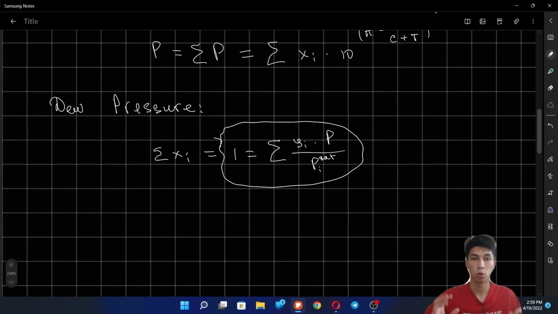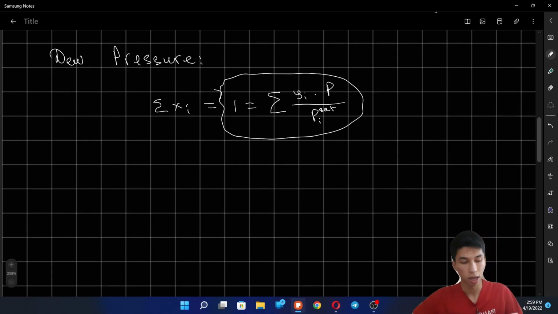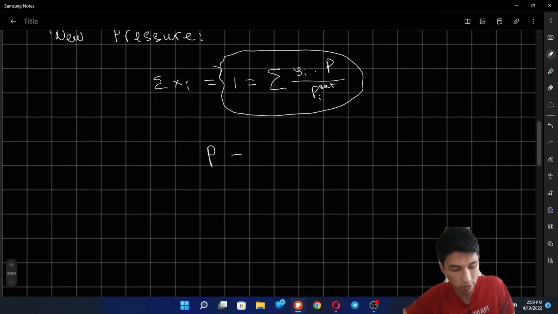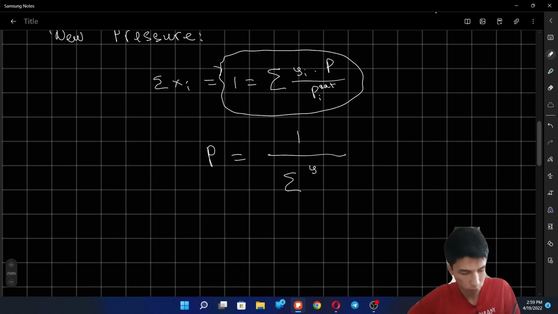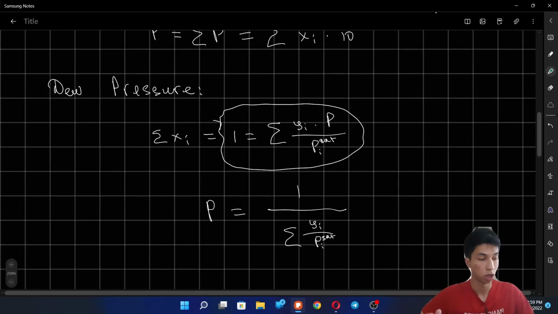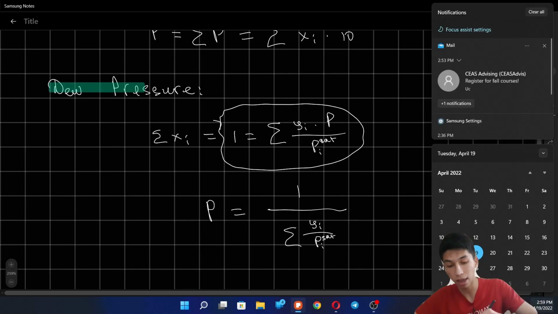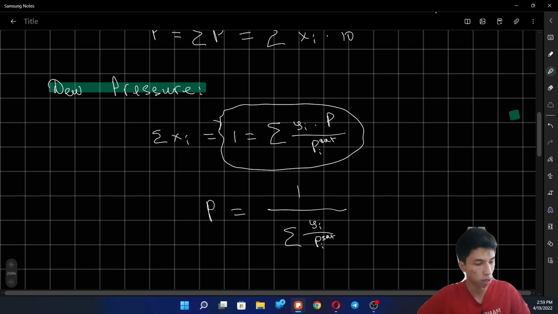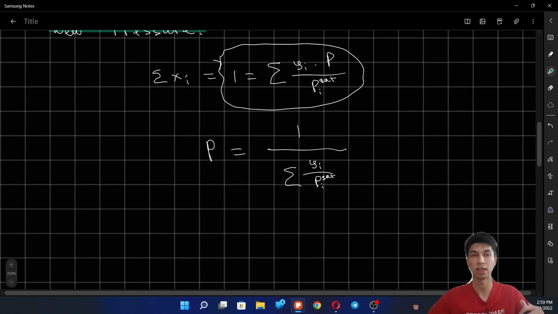So now we can use this idea and solve for pressure, so that if we manipulate this equation, we have this equation here, which is going to be the sum of yi over pure saturation pressure. And this is going to be the equation for the dew pressure. So again, the idea stays the same, as we're trying to determine the dew pressure, we're going to say that the sum of the mole fractions of components is equal to 1.